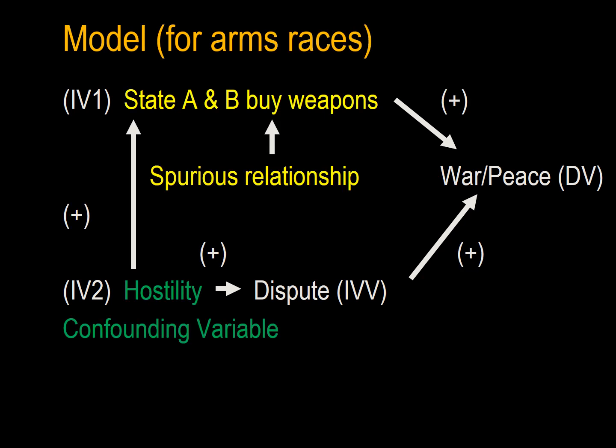So here we have our model for arms races, and we see in fact there was a relationship we did not consider. It turns out that state A and B buying weapons is a spurious relationship with war and peace. It's not a real relationship. In fact, state A and B buying weapons is an intervening variable between IV2, which is hostility, and war and peace. Well, we know this intuitively. Weapons are very expensive. If you're going to buy weapons, you're going to make sure they're not going to cause a war. People buy weapons that are very expensive when they're very afraid. That's when they're willing to pay the taxes in order to build them. So if weapons are being built, there must be a very good reason for it. So hostility is the real underlying cause of this entire model. Hostility is what we would call the confounding variable because it confounds the earlier model.